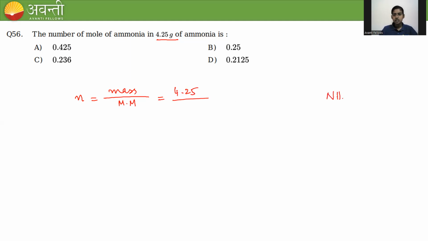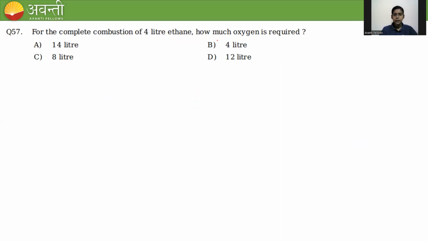Ammonia is NH3, right? So for nitrogen, the atomic mass is 14 and for hydrogen it is 1. We have 3 hydrogen. So it is 3 and the molar mass is 17. So 4.25 divided by 17 will give 0.25 mole. Answer is 0.25 mole, in which option B is the correct answer for this question. Okay. Then coming to question number 57.